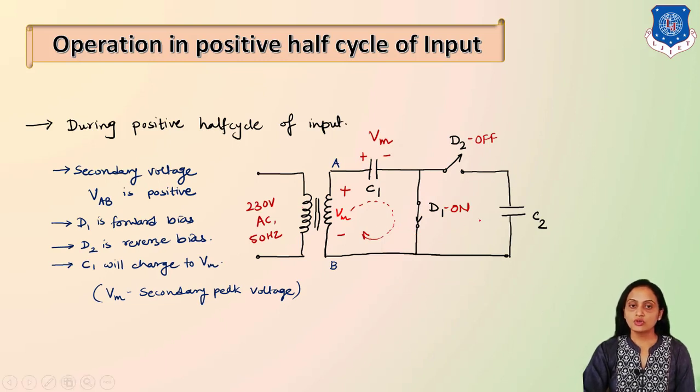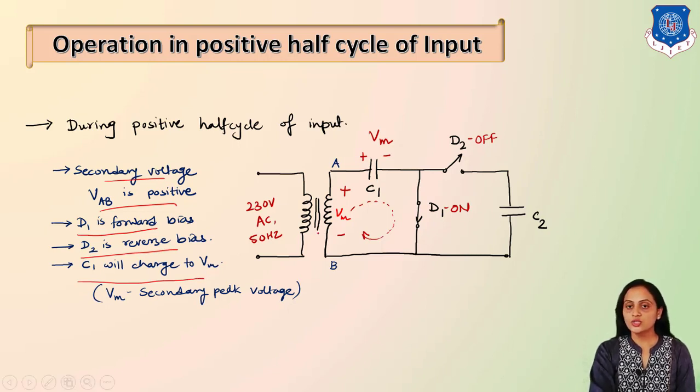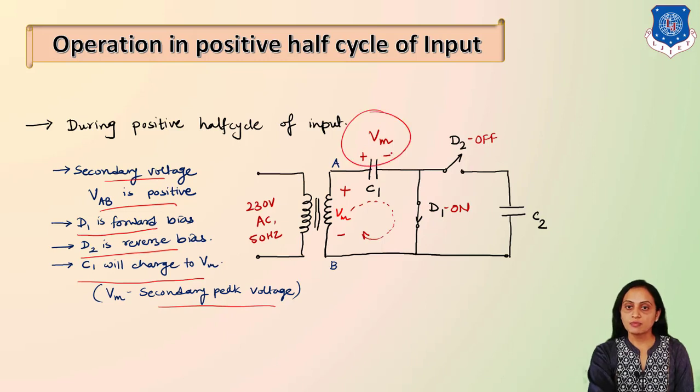The same thing is shown over here. The secondary voltage VAB is positive, and due to that diode D1 is forward biased, D2 is reverse biased, and C1 will charge to the peak voltage Vm, that is the secondary peak voltage, through diode D1. The polarity of the charge on the capacitor C1 is something like this, plus and minus Vm, and D2 is off, so nothing will happen to C2 in the first positive half cycle.